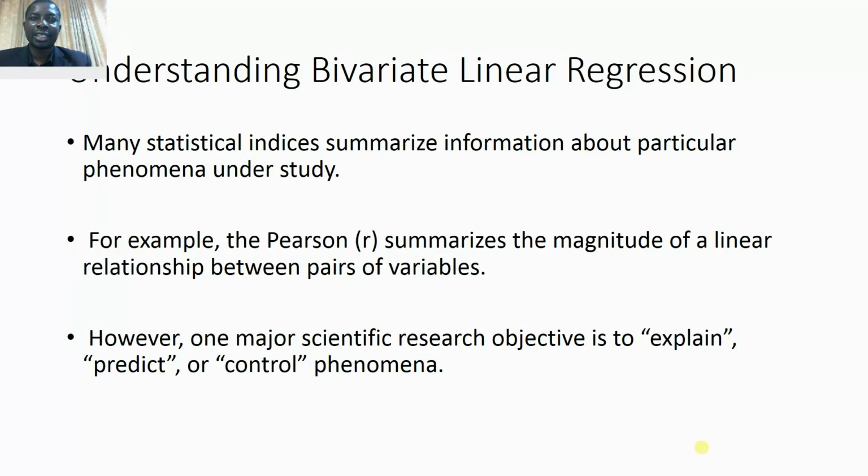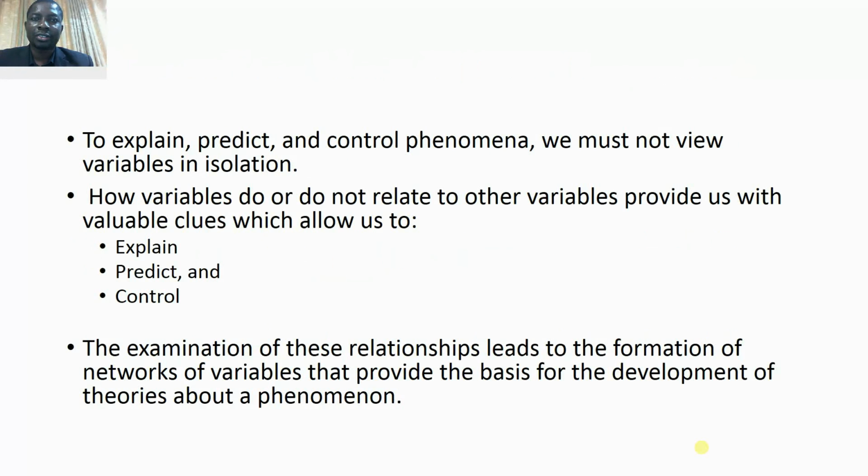Now, many statistical indices summarize information about a particular phenomenon under study. And as indicated earlier, Pearson summarizes the magnitude of a linear relationship between pairs of variables, and it also indicates the direction of the association. However, some scientific research objectives require that we explain, predict, and control phenomena. In that case, correlation cannot do that.